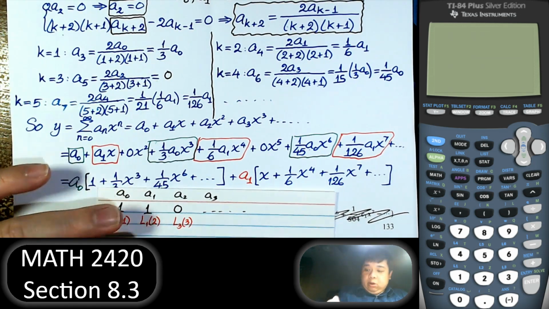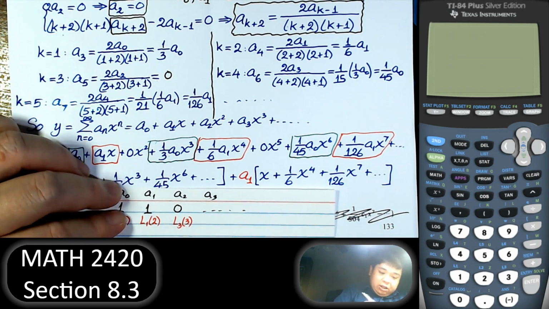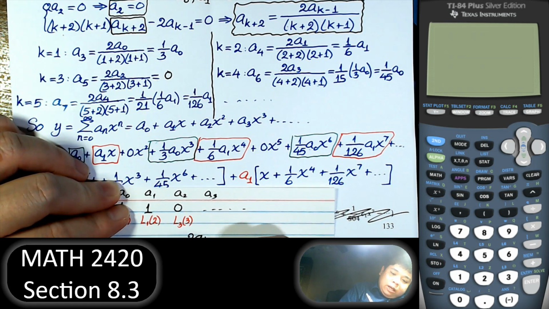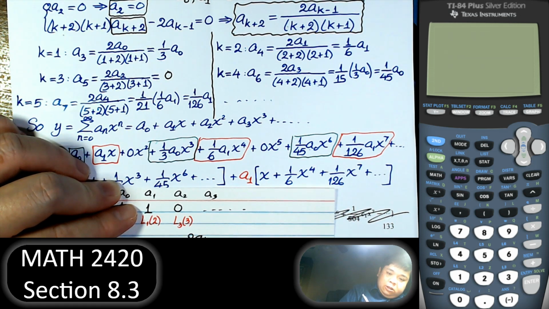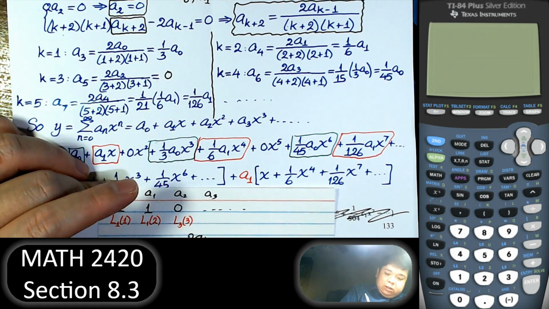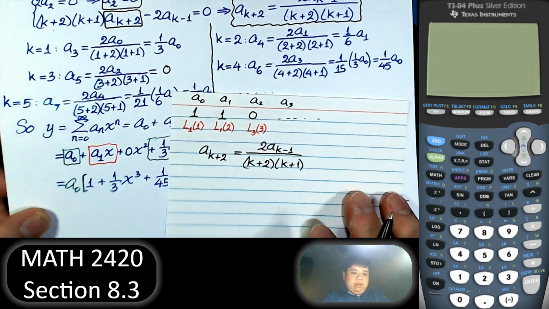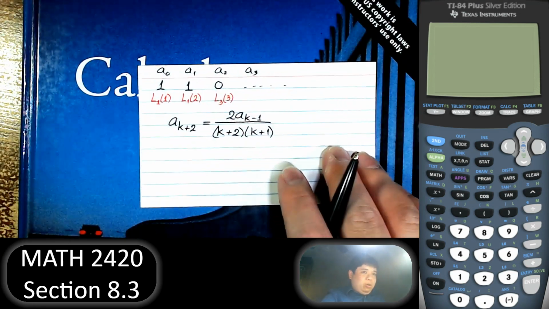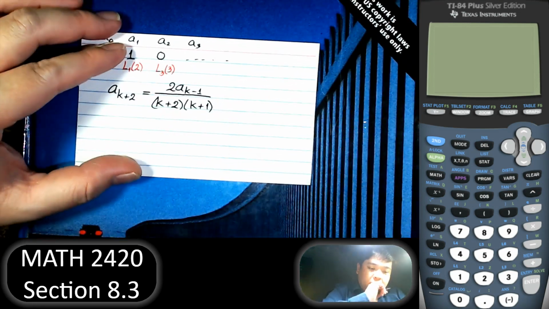And then let me just write out the equation. We have a sub k plus 2 equal to 2 a sub k minus 1 over k plus 2, k plus 1. Right, so we have that. Now we can put the solution out of the way and just focus on this.